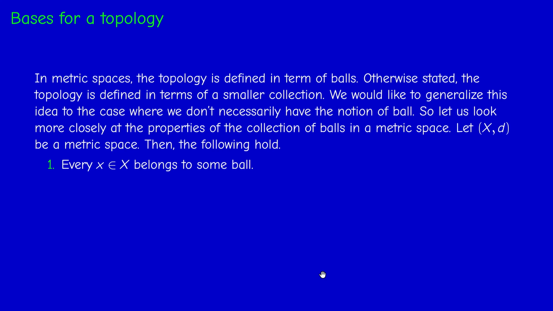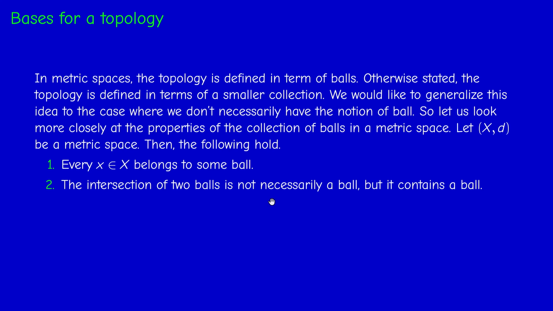So first of all, every point belongs to the ball centered at this point. This is trivial. And the intersection of two balls, while not necessarily a ball, certainly contains a third ball. We saw this. You can draw a picture, of course. You just take one ball intersected with another ball. The intersection of these two balls is not a ball, but if you take a point in the intersection, you can find a smaller third ball contained in the intersection.